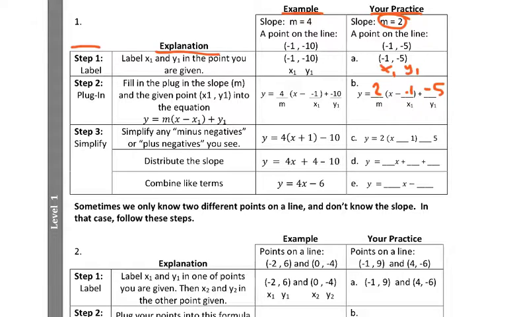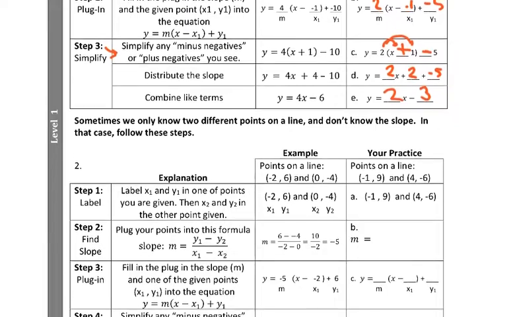Step 3 is kind of broken up into substeps. First thing is we need to simplify any confusing minus negatives things, or plus negatives, whatever. So in this example here, we have x minus -1. We can simplify that just to say x plus 1 minus 5. Okay? Next, we need to distribute the slope. So if we distribute the 2 like this, we're going to get 2x plus 2 plus -5. And last thing is we want to combine like terms. So we have a positive 2 and a -5. So at the end of the day, we have 2x minus 3.